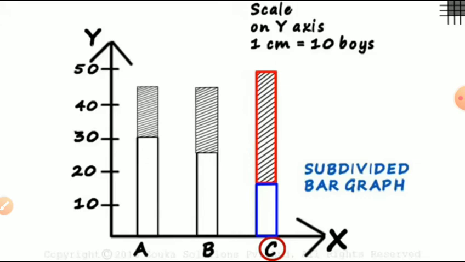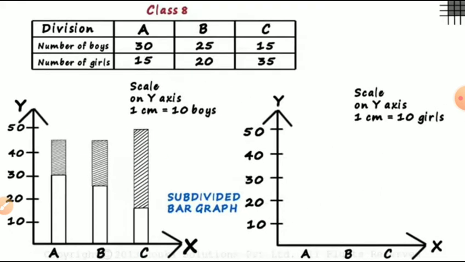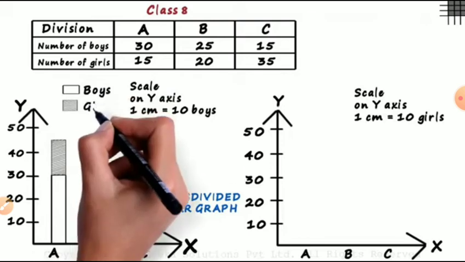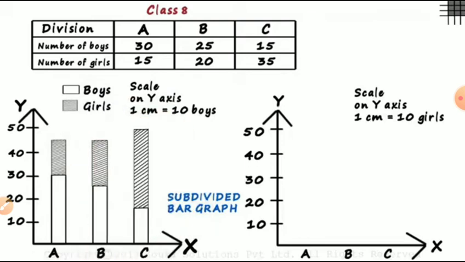Which is why, in a subdivided bar graph, it is always important to write the legend. The unshaded bars represent the boys and the shaded bars represent the girls. So these were the basic concepts about the subdivided bar graph. But how do we actually construct it? We will see that next.